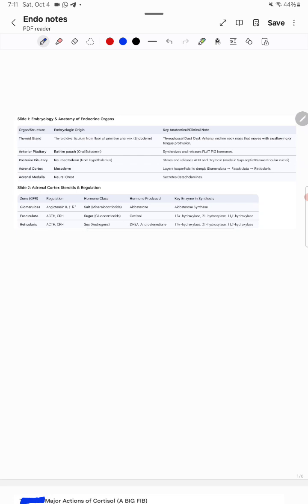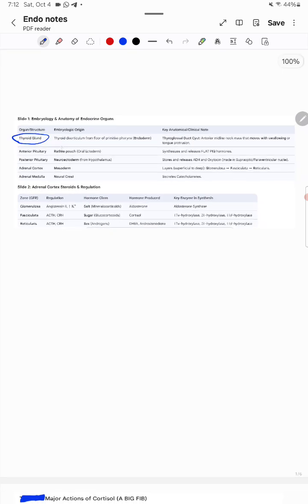Okay, so today we will discuss endocrinology. So, first of all, thyroid gland. Thyroid gland, its embryologic origin is thyroid diverticulum, and then this thyroid diverticulum developed from floor of primitive pharynx, and it is endodermal origin.